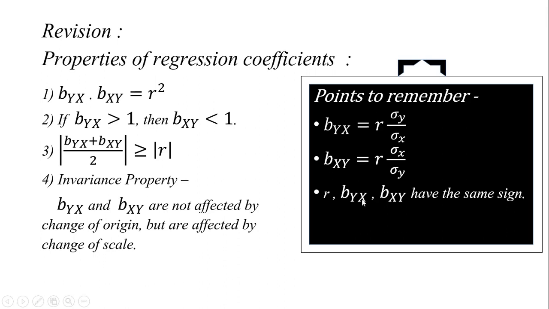Third point, r, byx and bxy have the same sign. These three are negative or these three are positive or these three are 0. If r is greater than 0, then byx is greater than 0, then bxy is also greater than 0. If r is less than 0, that is r is negative, then byx is negative, then bxy is also negative. And if r is 0, then byx is also 0 and bxy is also 0. R is equal to square root of byx into bxy. So using these formulae, we solve two examples.